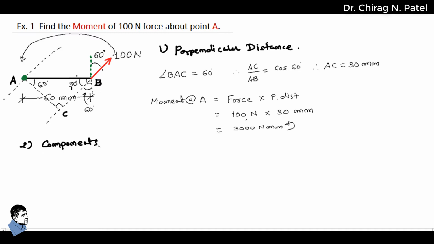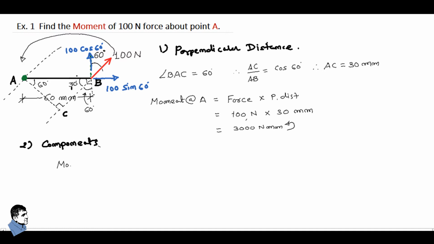So in components we find two components of the 100 Newton force. One component is in the horizontal direction and the other component is in the vertical direction. For the horizontal direction component, since this is 60 degrees with the vertical, we can write down this component is 100 sine 60 degrees and this component is 100 cos 60 degrees. So now we can resolve it with two forces. So again we write down our equation of moment.